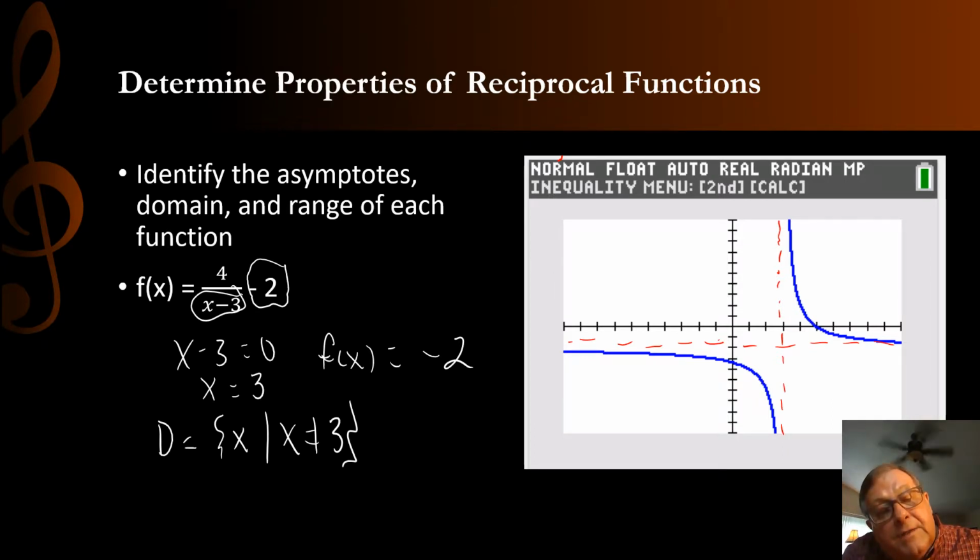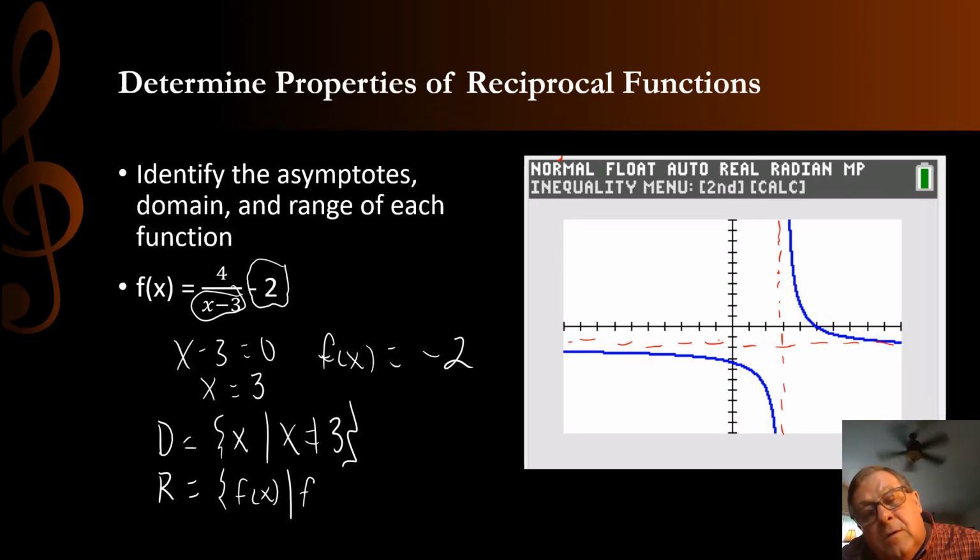And what about our range? Well, same thing is true. Any values of y or f of x are in our range except negative 2. And so we could say that the range is equal to f of x, we could use y here if we wanted to, such that f of x does not equal negative 2. All right? So we've looked at it graphically. We've looked at it algebraically. Let's go look at another one.